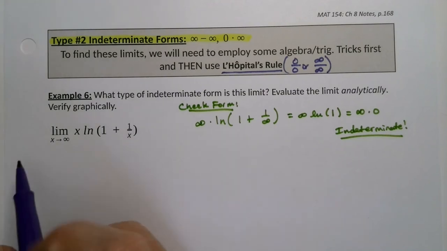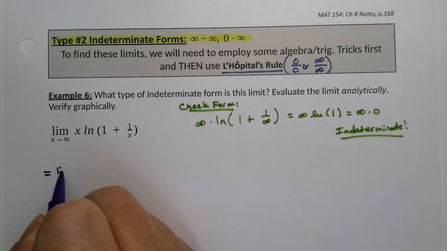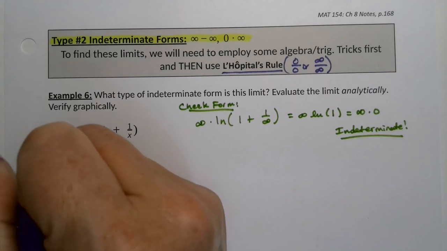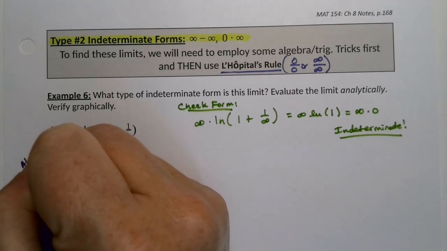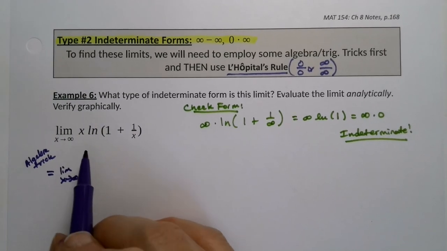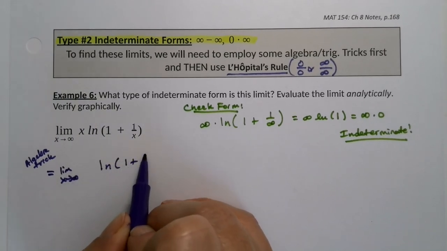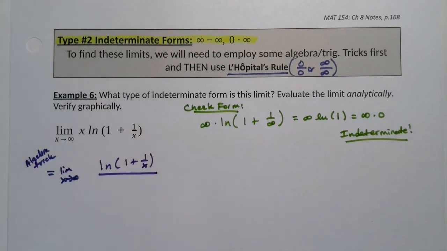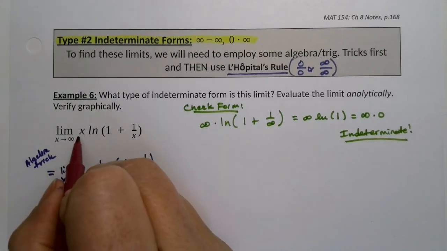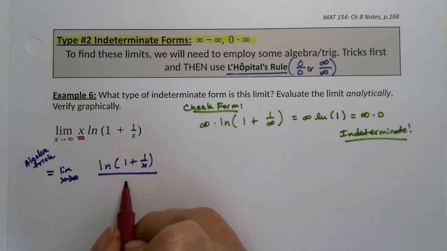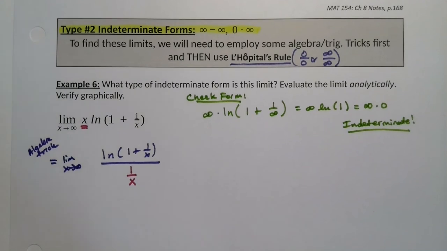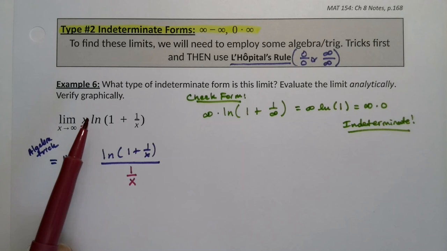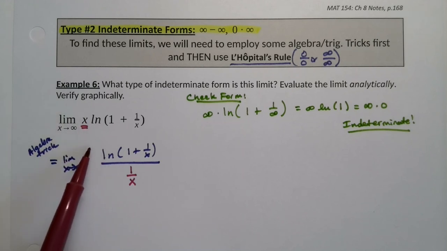So algebra trick number 1. Take the limit as x goes to infinity. I'm just going to say algebra trick. I'm going to take the natural log of 1 plus 1 over x, and divide it by, here's what I'm going to do, x there is the same as 1 divided by 1 over x in the denominator. For the same reason that we had that trick a page ago where we had the 1/7 and the 1/3 and divided.